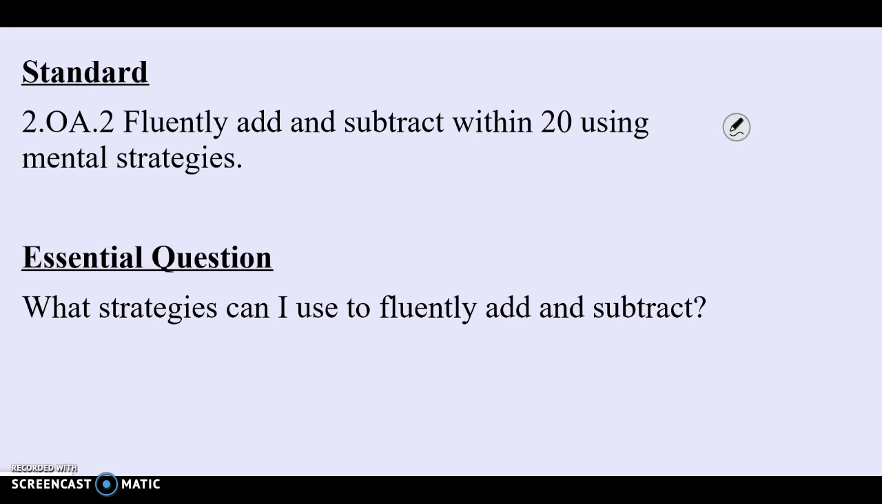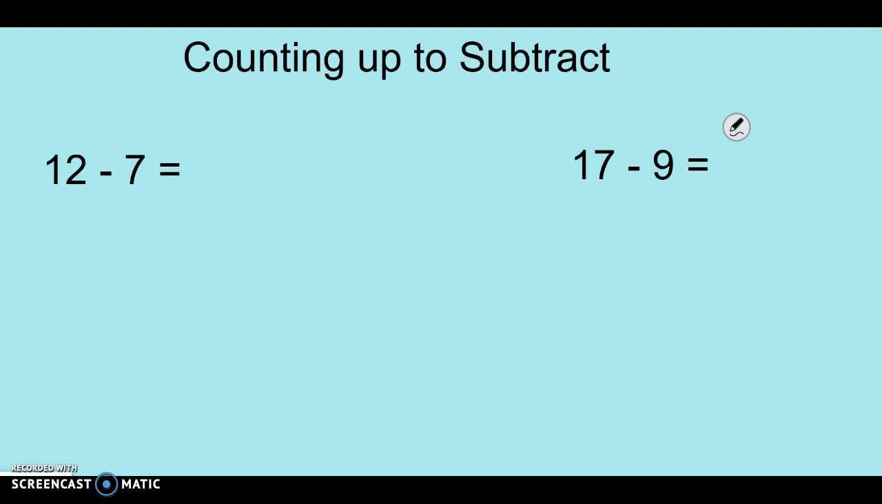Today, we're going to review Standard 2OA2, where we will be able to add and subtract within 20 using mental strategies. The essential question is, what strategies can I use to fluently add and subtract? Well, today, our strategy is counting up to subtract. When we subtract, we don't always have to start at the largest number and count backwards. We can start at the least or the smallest number and count up to subtract.